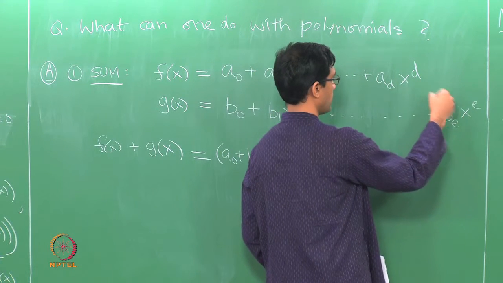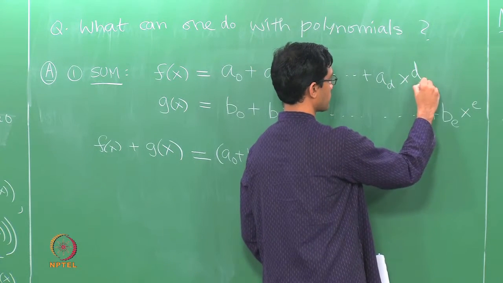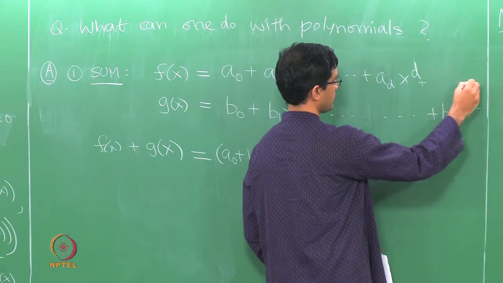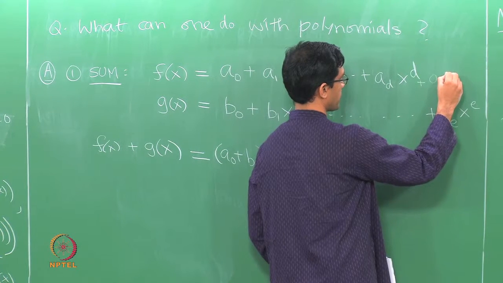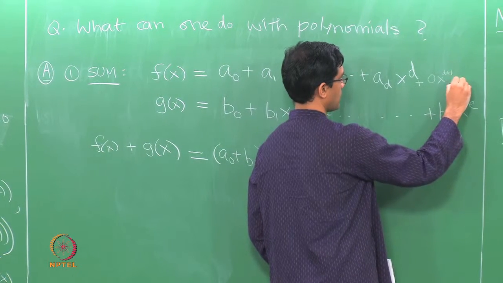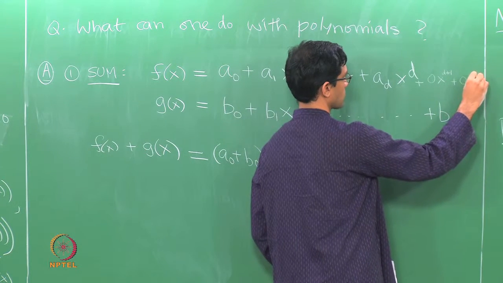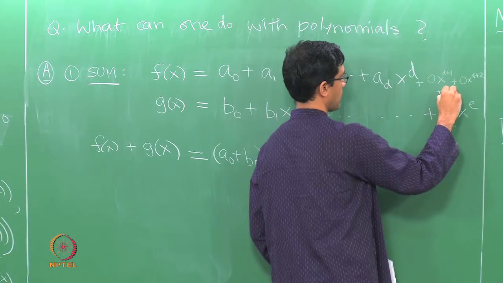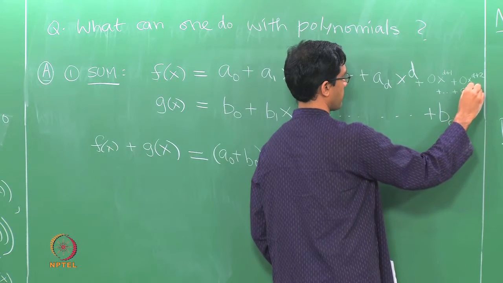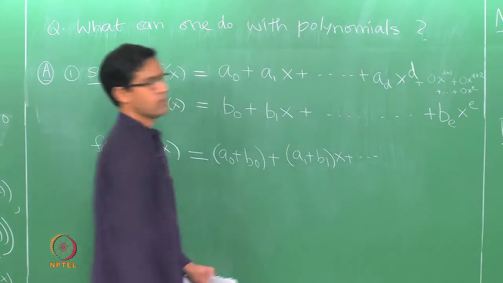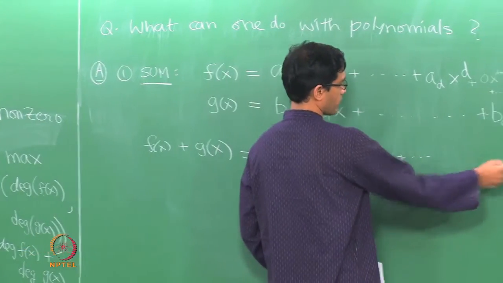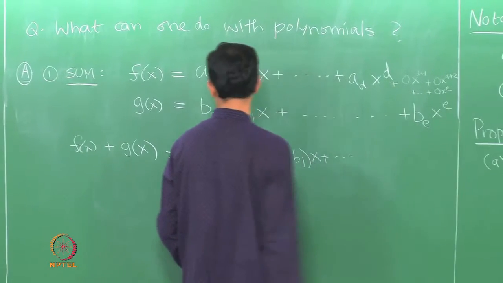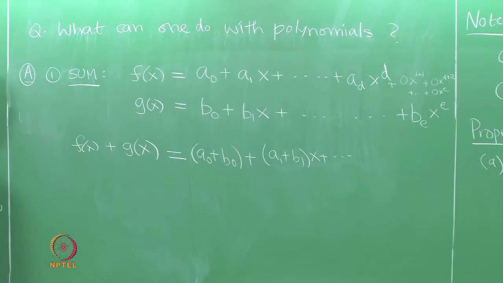So, for example, if e is bigger than d, I would pretend that the other powers of x do appear with coefficient 0. You would think of it as 0 x to the d plus 1, 0 x to the d plus 2 and so on till 0 x to the power e. That is the way you do the addition, you just keep going all the way till you reach the highest power of x. I am not being too formal about this.